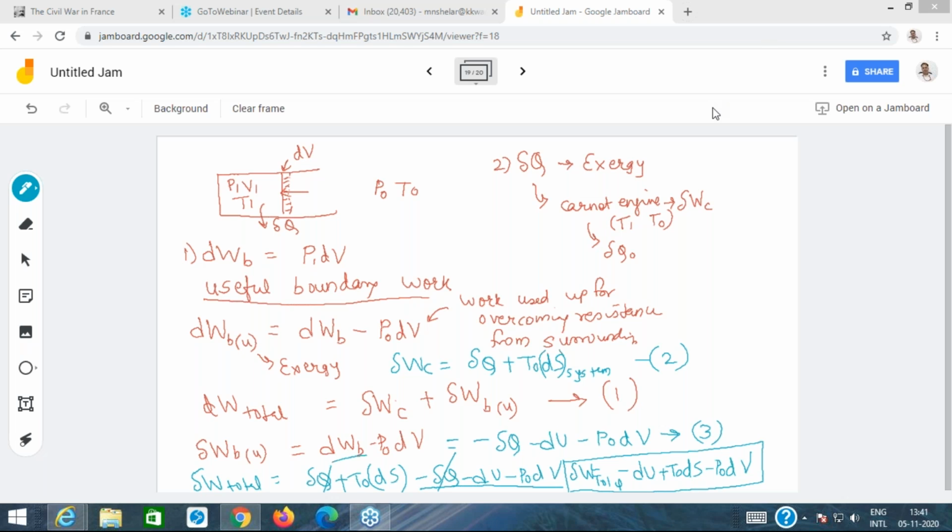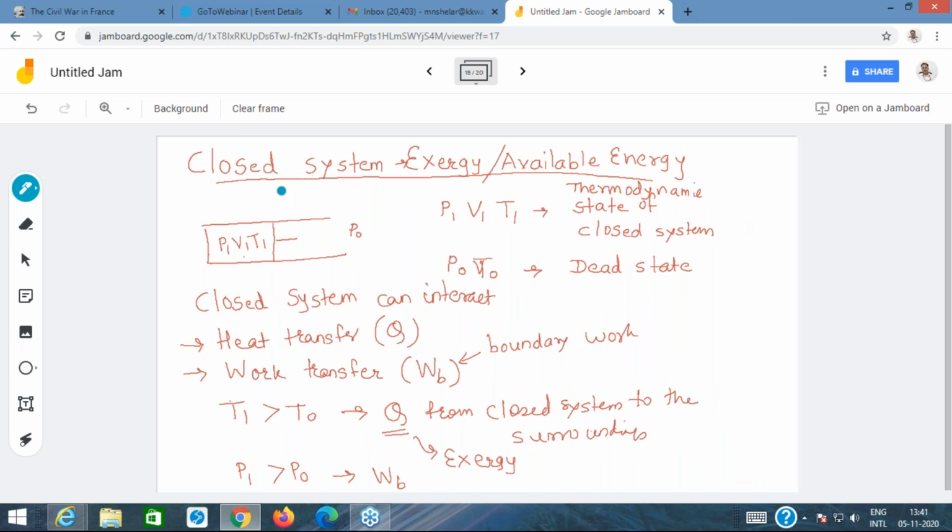Okay, let me repeat this for Kunal, Ganesh, and all those. What is the objective? What do we want to find? We want to find the exergy of the closed system. We are interested in finding the exergy of the closed system.